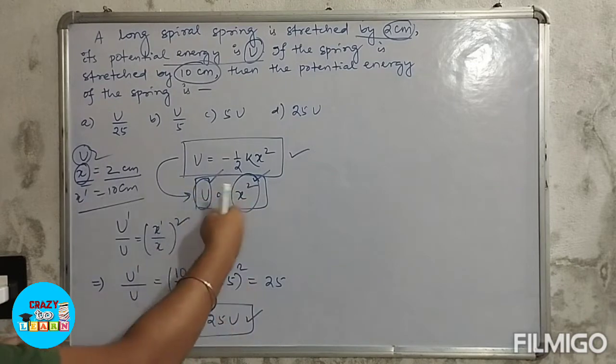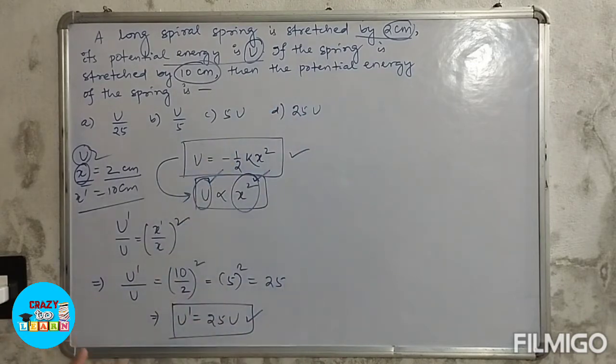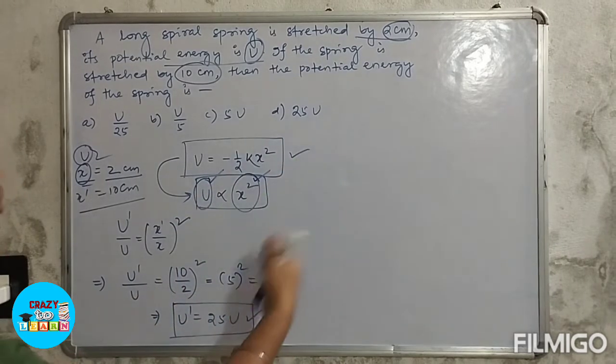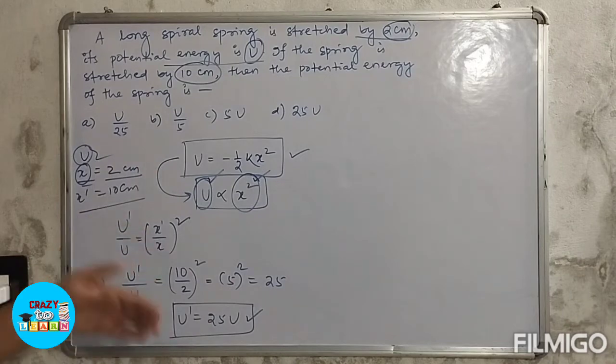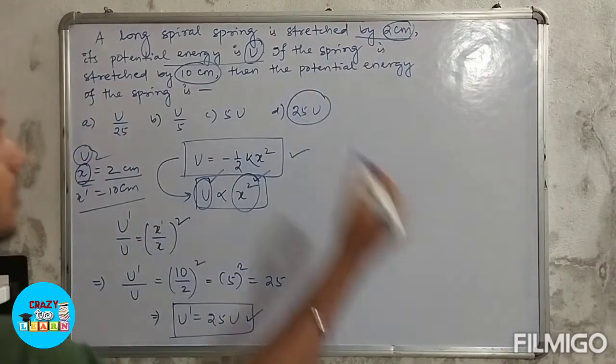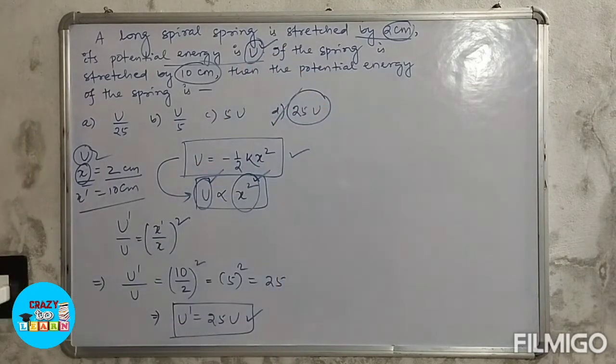The potential energy will change by the square factor. The potential energy is proportional to the square of x. Okay, so it will be 5 square, that means 25 times. So the new potential energy will be 25 times the previous potential energy. The previous potential energy is U, so it will be 25 U. Clear? The new potential energy will be 25 U. Clear? Now we'll go for the next question.